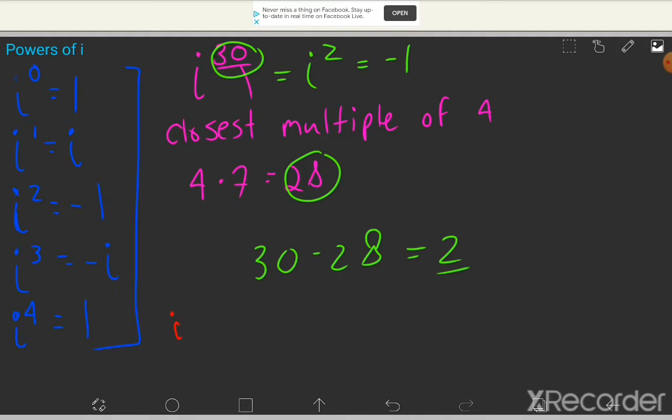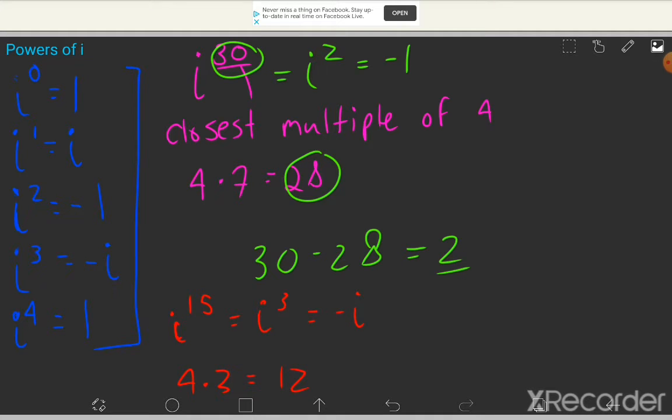i to the 15th. We want to find the closest multiple of 4 to 15. Alright, so we find the closest multiple that's below it. So 4 times 3, which would equal 12. We do 15 minus 12, which would equal 3. So i to the 3rd will equal -i.